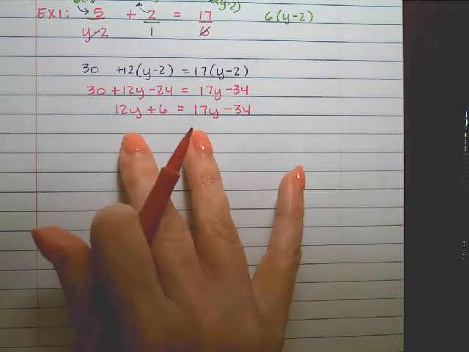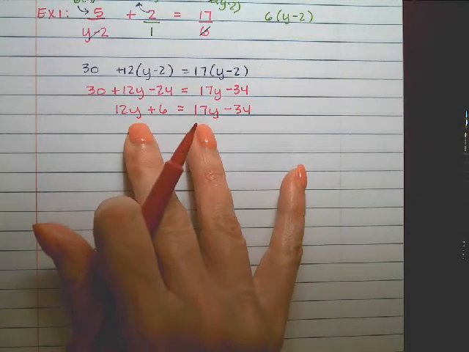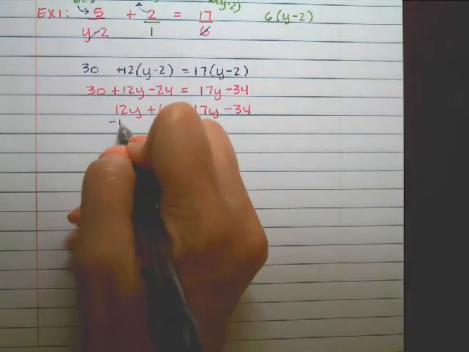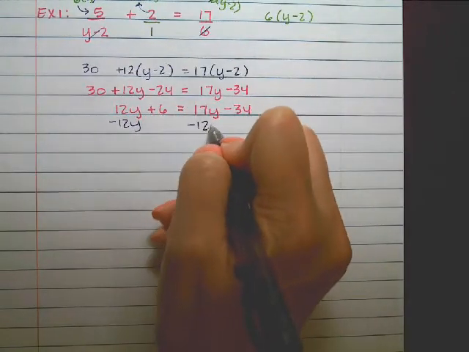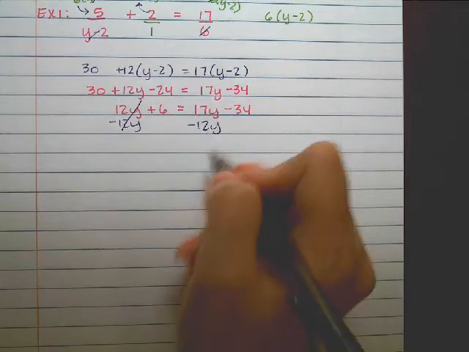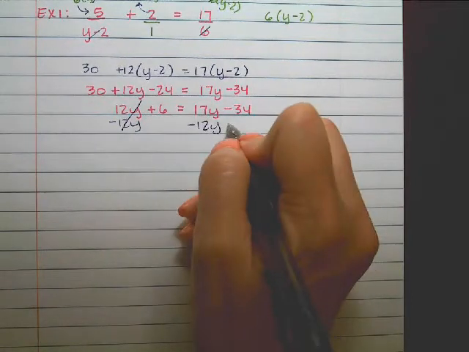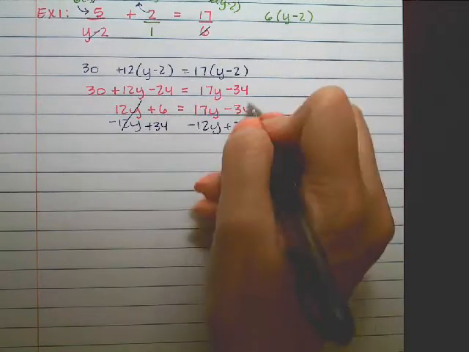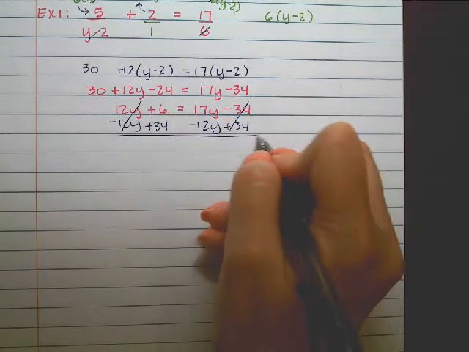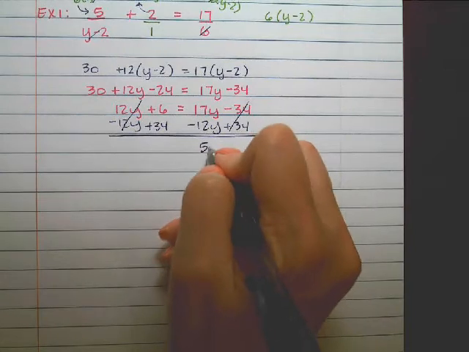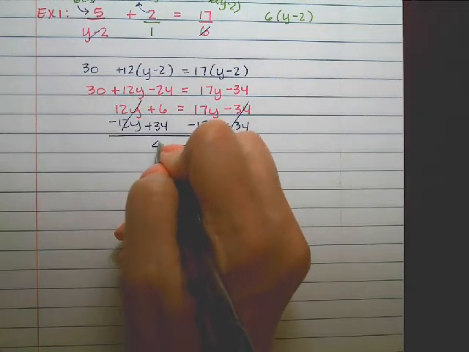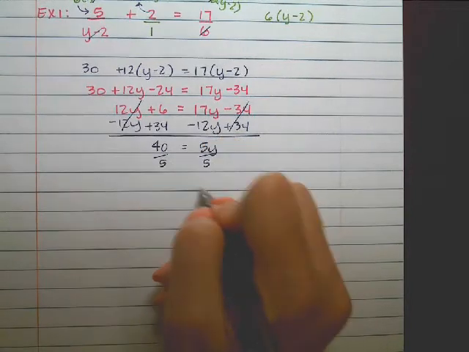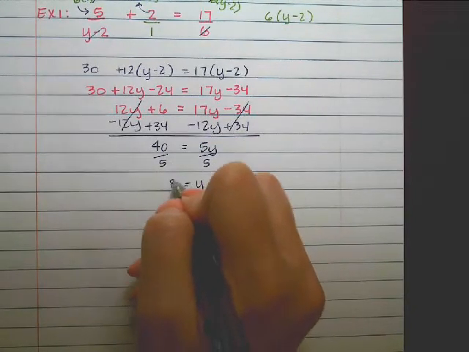Now, I like to keep my y's positive, or my variables, so I'm going to subtract 12y from both sides to move it over here. This one will cancel out. And I'm going to move the 34 over here with the 6. This one will cancel out. So bring all that down, and end with 5y equals 40. Divide by 5, divide by 5, and y equals 8.